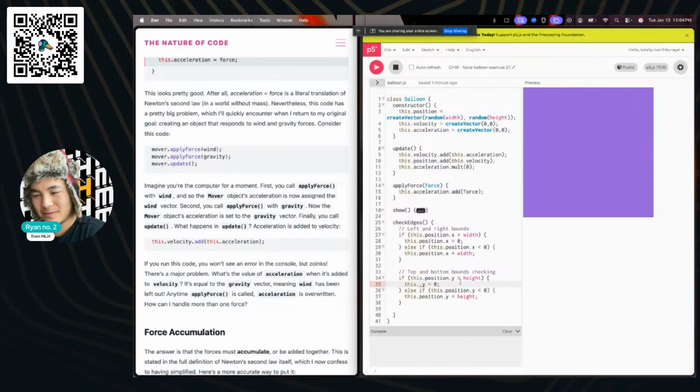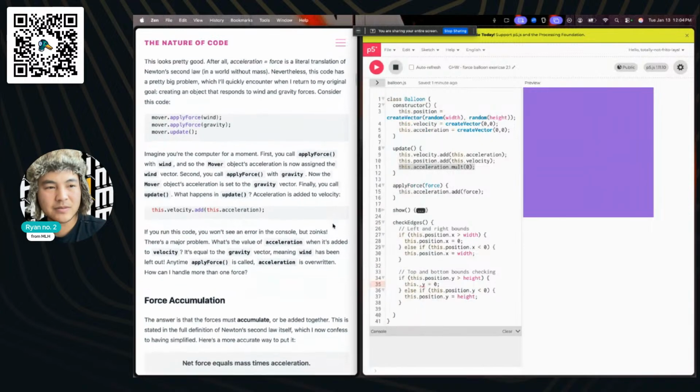So I guess we can try doing both acceleration and velocity multiplication on the check edges to just get it to move in the opposite direction. I'm still not entirely sure why our apply force isn't quite working the way that we need it to with this whole, oh, it's probably because acceleration is in the wrong spot? No.